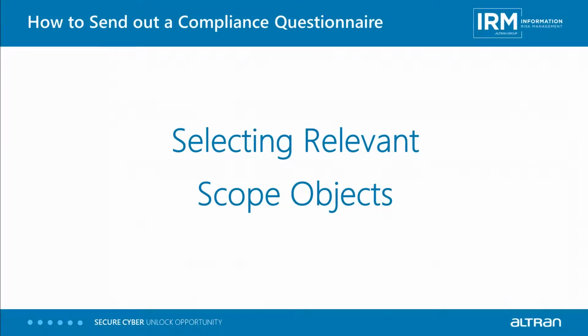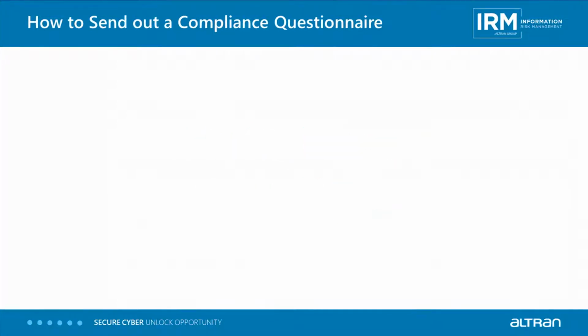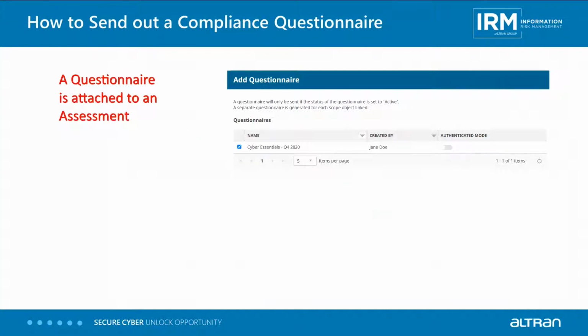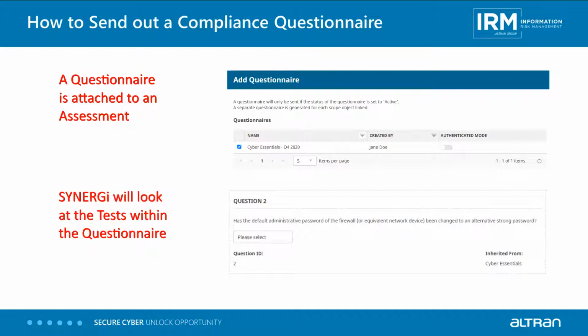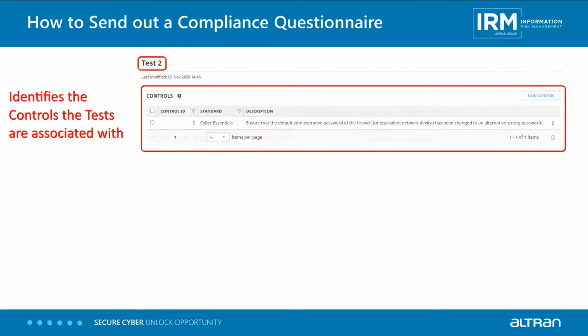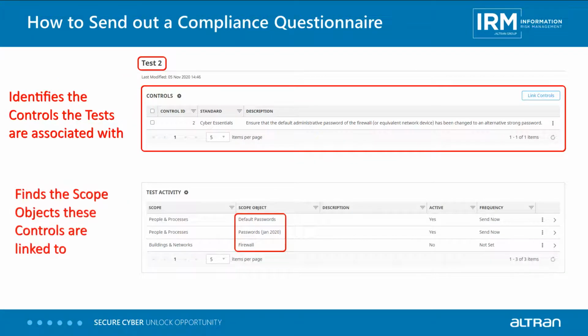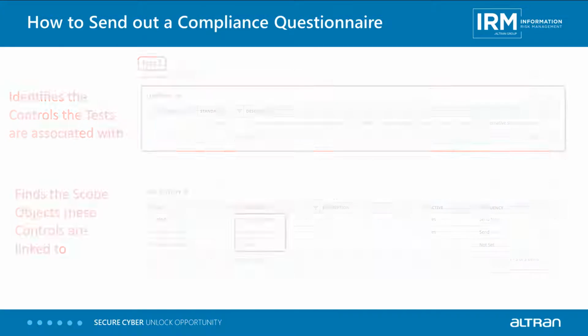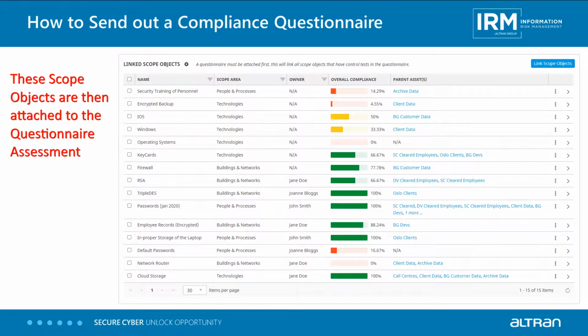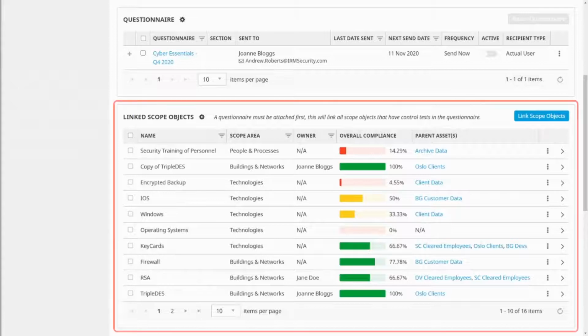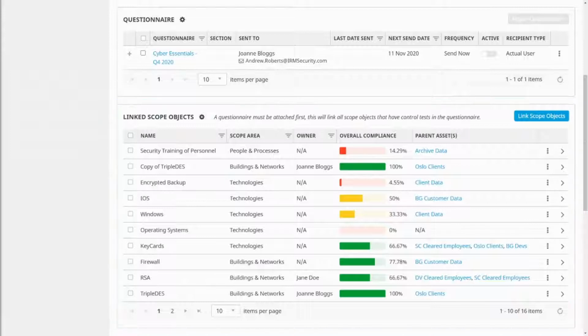Selecting relevant scope objects. As a reminder, when a questionnaire is attached to an assessment, SYNERGi will look at the tests within the questionnaire, identify the controls these tests are associated with, find the scope objects that these controls are linked to, and attach these scope objects to the questionnaire. Before the questionnaire is sent out, you are given the chance to review the scope objects associated with the questionnaire, and unlink any that are not relevant to the assessment.